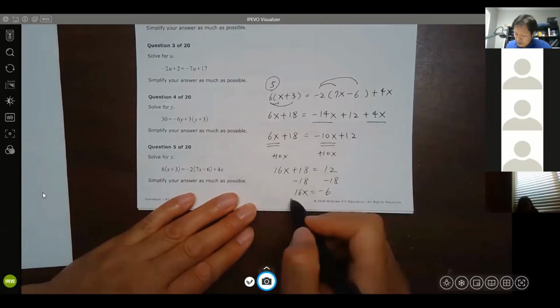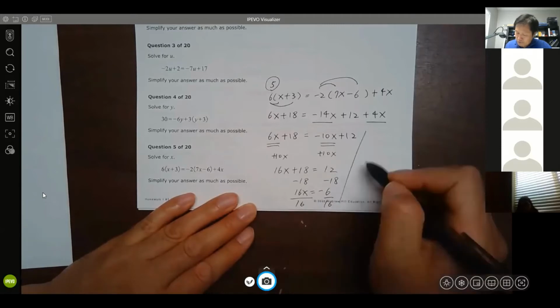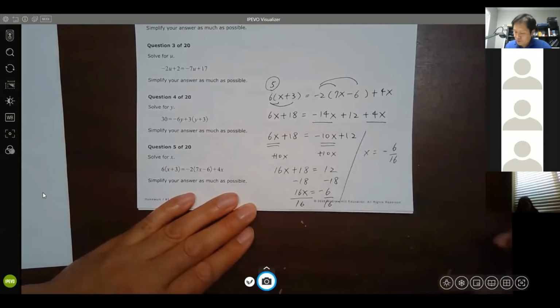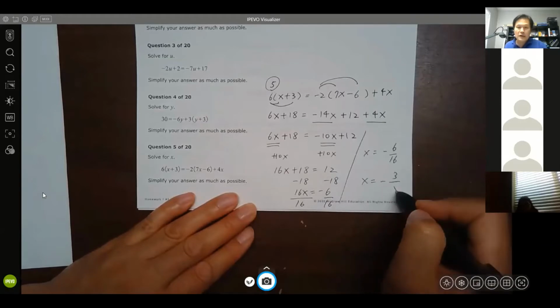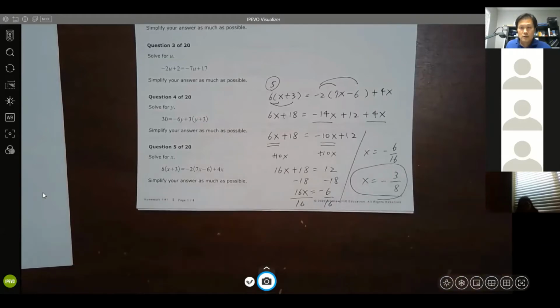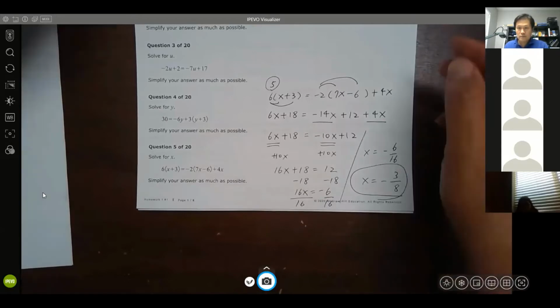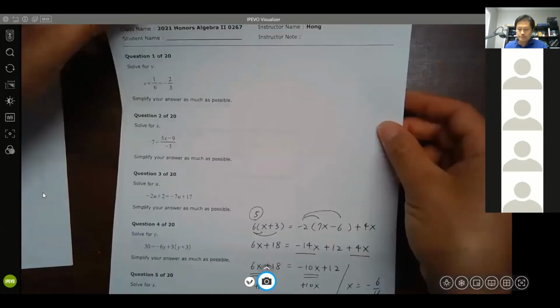Divide by 16, divide by 16. You get x equals minus 6 over 16. Simplify, please. Divide by 2. Final answer. Simple enough? Yeah. Thank you.